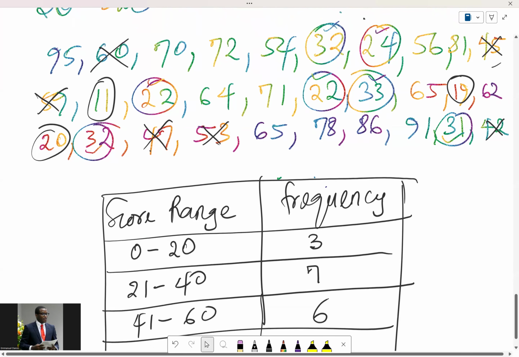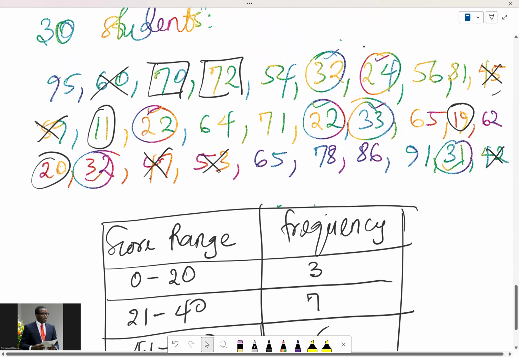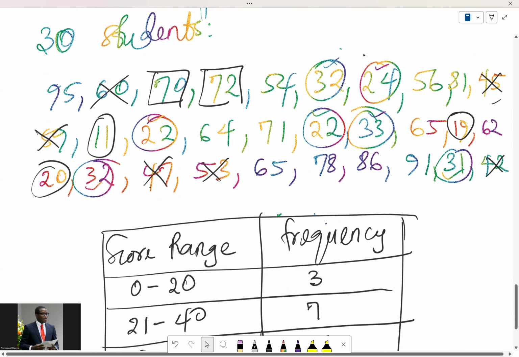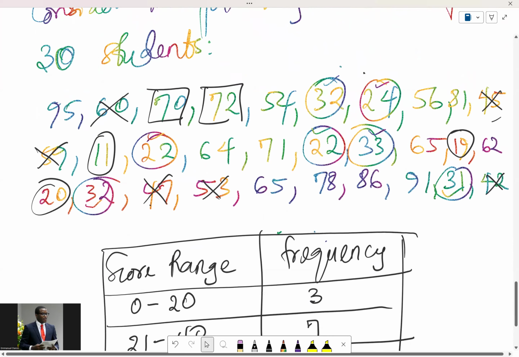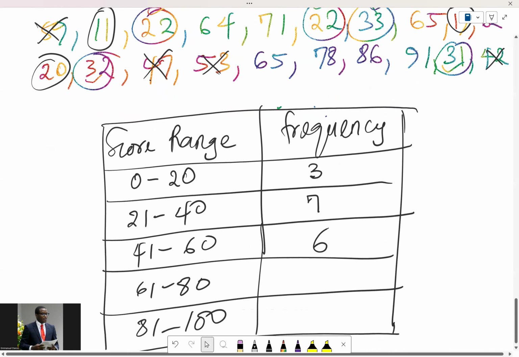Okay, so 61 to 80 now. So 70 is part of that. 72 is part of that. Aha, you can see the trouble. I can see 54 now. 54 should be part of 41 to 60. So it's very easy to make mistakes here. So we already had 6, right? So 7, 8, right? For 41 to 60. Oh wow. Yeah, that's 41 to 60. So that'll be 8 now. So you see that? It's very easy to make mistakes here. 41 to 60 is 8. We may still discover something later, right?